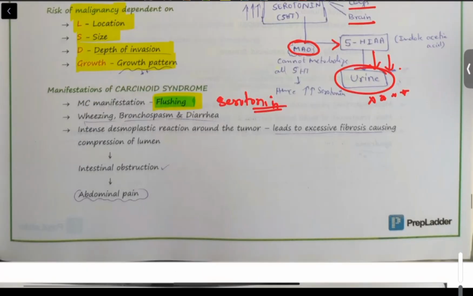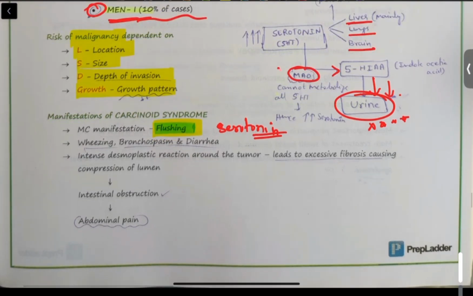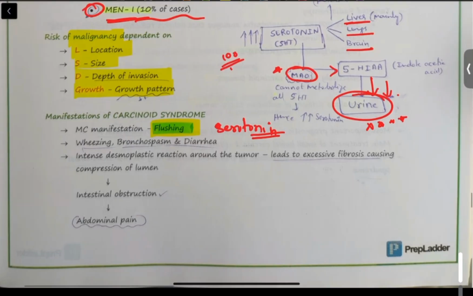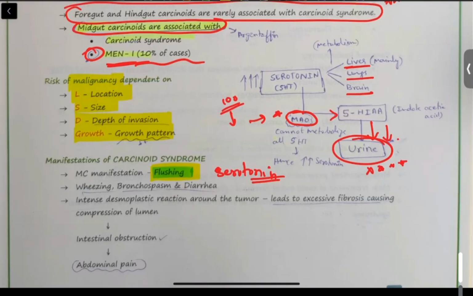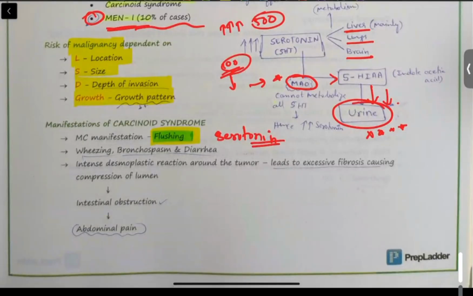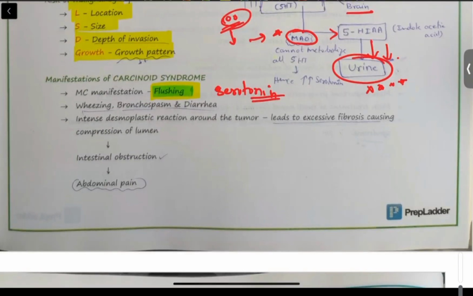In this case, what happens is this MAO enzyme is limited. Suppose 100 units of serotonin can be neutralized by this MAO enzyme. Because of a tumor which is producing an increased amount of serotonin, imagine 500 units of serotonin being produced, it can neutralize 100, and the remaining 400 will start exhibiting its effects. Because of that reason there will be increased vasodilation leading to flushing, and similarly there will be wheezing, bronchospasm and diarrhea.